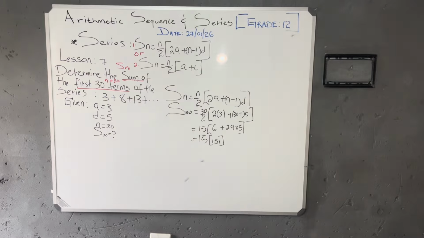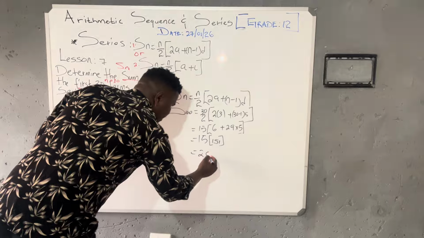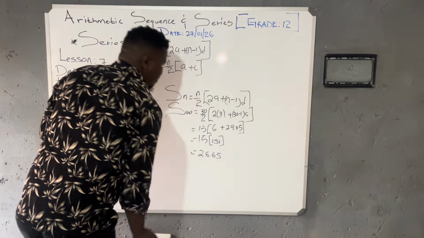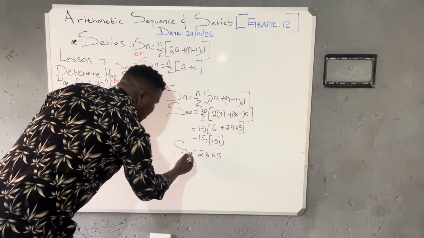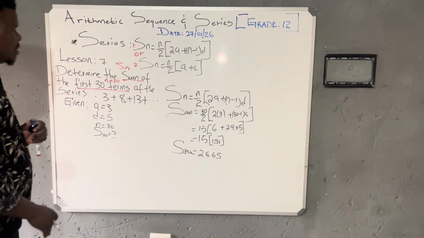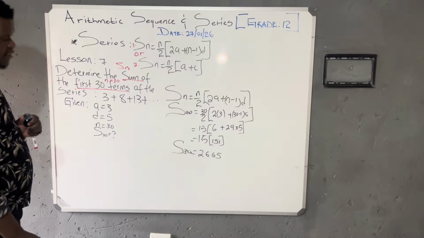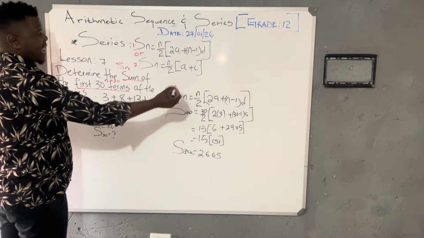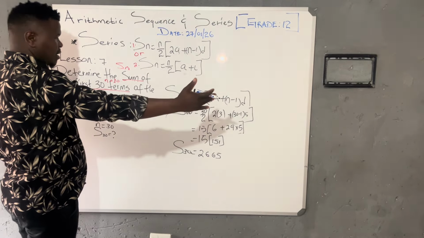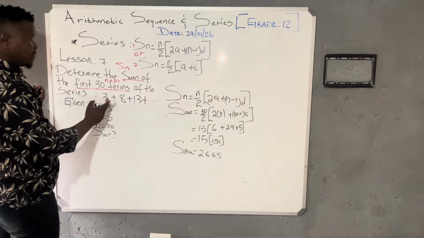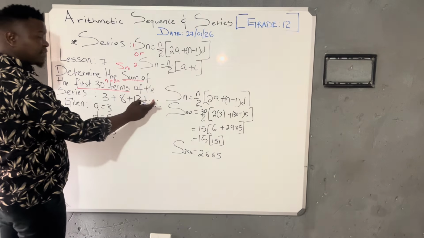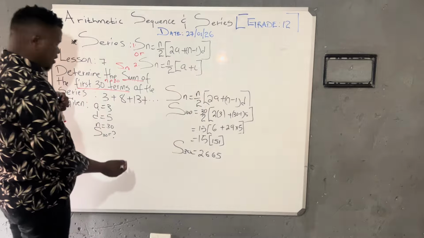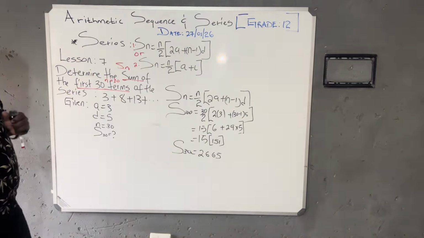And then when you multiply everything together, you are getting 2665. The sum of the first 30 terms of the series is 2665. Yes, obviously, if you keep on adding the difference to get the next term, until all these terms are 30, manually, you can also check: 3 plus 8 plus 13 plus whatever here, and if you add them up, all 30 of them, they'll give you 2,665.